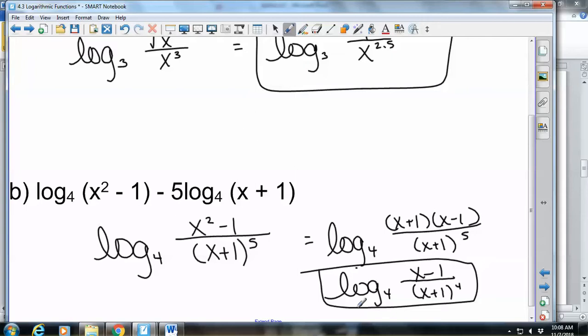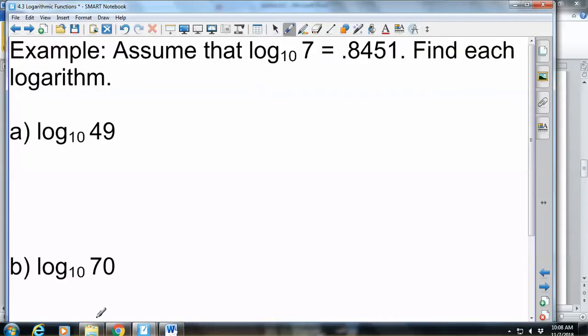Anything else? Last example today. So I am giving you that log base 10 of 7 is 0.8451. Using that fact, I want you to evaluate each of these logarithms.